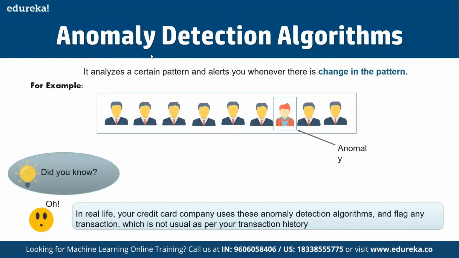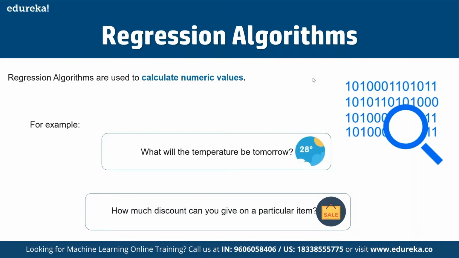All right, and there are multiple algorithms here: we have support vector machines, naive Bayes, logistic regression, KNN, and decision trees. It all depends upon the use case. Next, we have regression algorithms. Regression algorithms are used to calculate numeric values. For example, what will be the temperature tomorrow? That is calculated based on the previous data set. How much discount can we give on a particular item? That is also part of the regression algorithm.